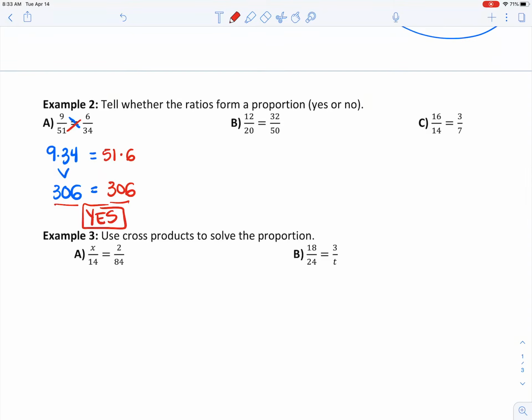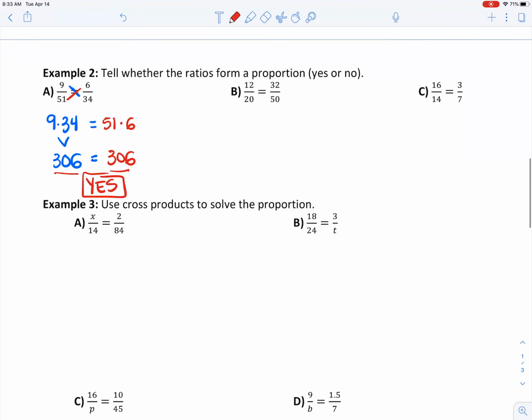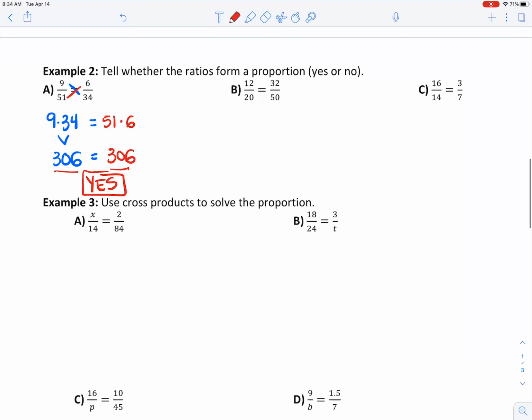All right, looking at letter B. If I take 12 times 50, whoops, my pen isn't working. Give me a second here.